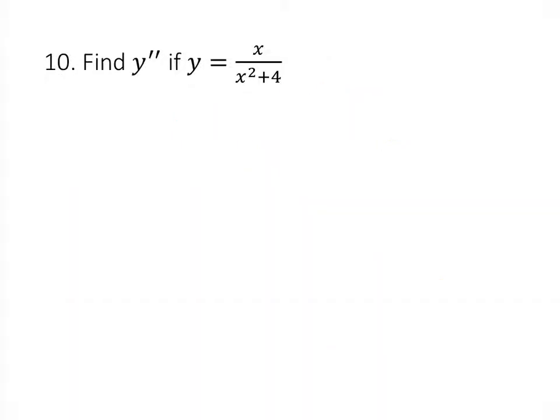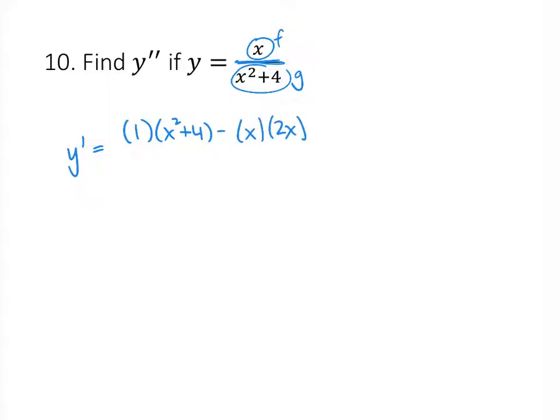All right, and the last one for this video. So we look at our y here, and again, what we want to recognize is that dividing is the final operation. So that means the top function I'm going to call f, the bottom function I'm going to call g, and so my y prime is going to be my quotient rule. So it's the derivative of the top times the bottom minus the top times the derivative of the bottom, all divided by the bottom squared.